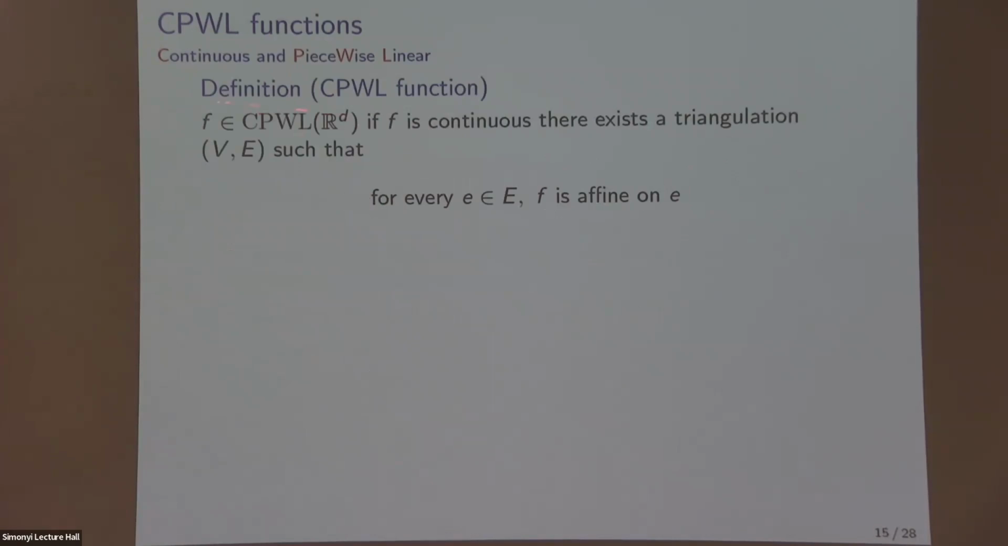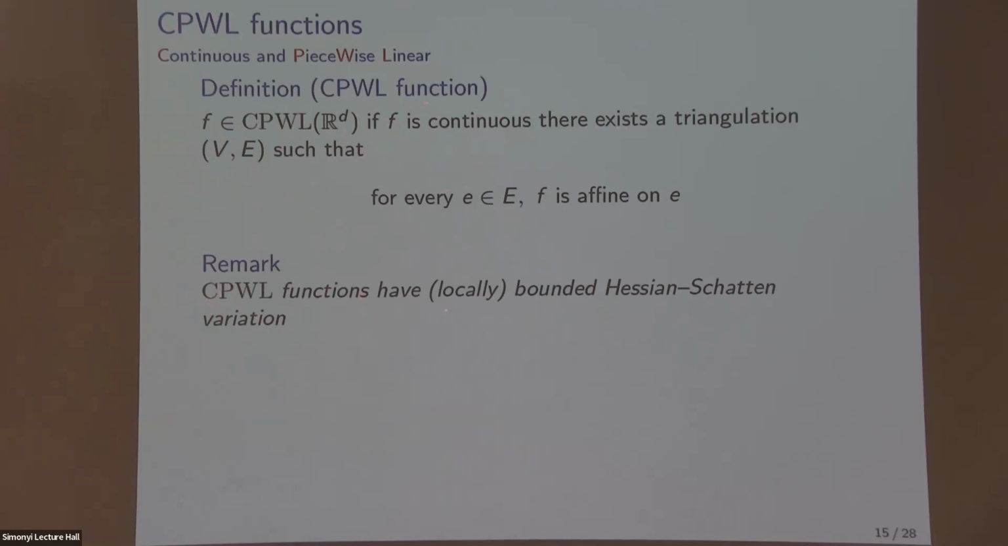Okay, so once you have a triangulation, you can define CPWL functions, and these are the higher order generalization of piecewise affine ones. Actually, CPWL stands for continuous and piecewise linear, but they are continuous and piecewise affine, but we didn't choose the name, so it's not completely our fault. By definition, a function is CPWL if there exists a triangulation such that the function is affine on each of the elements of the triangulation. And here there is the request that the function is continuous, and this is really important. So maybe this is a kind of natural concept.